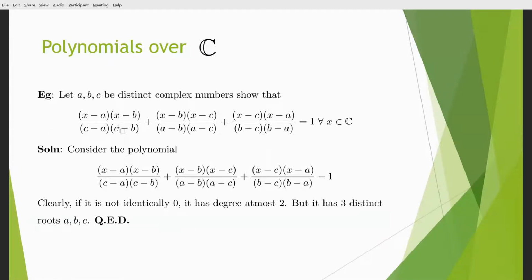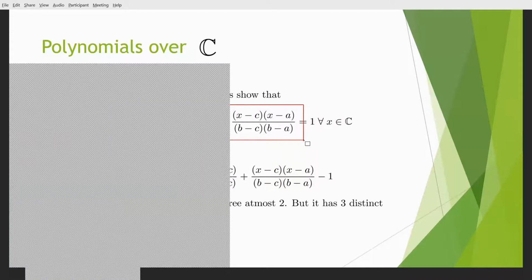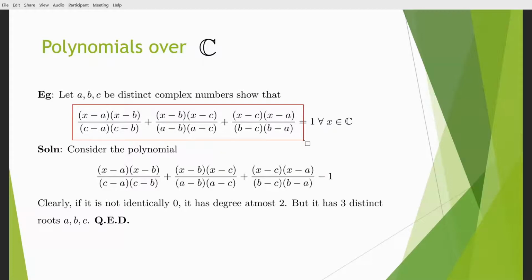So we have a polynomial: x minus a times x minus b divided by c minus a times c minus b, plus x minus b times x minus c divided by a minus b times a minus c, plus x minus c times x minus a divided by b minus c times b minus a. And that we have to prove is equal to 1 when a, b and c are distinct complex numbers. I mean, it does not depend on x.